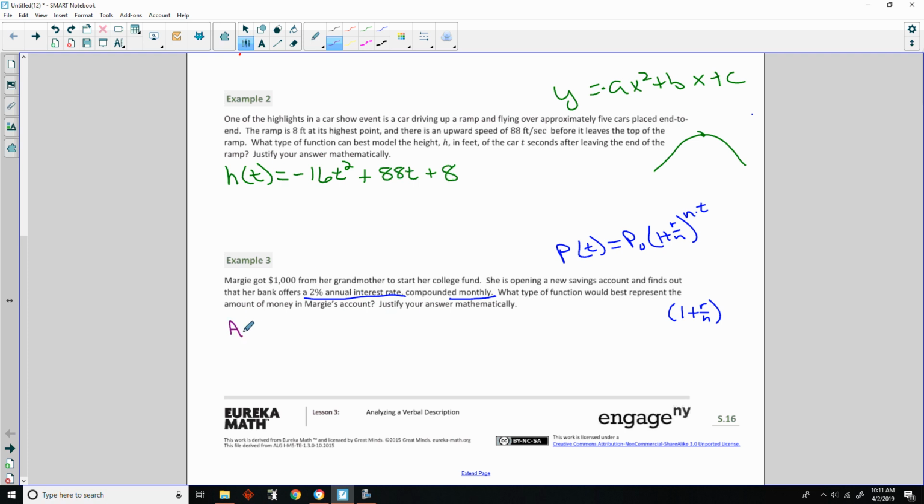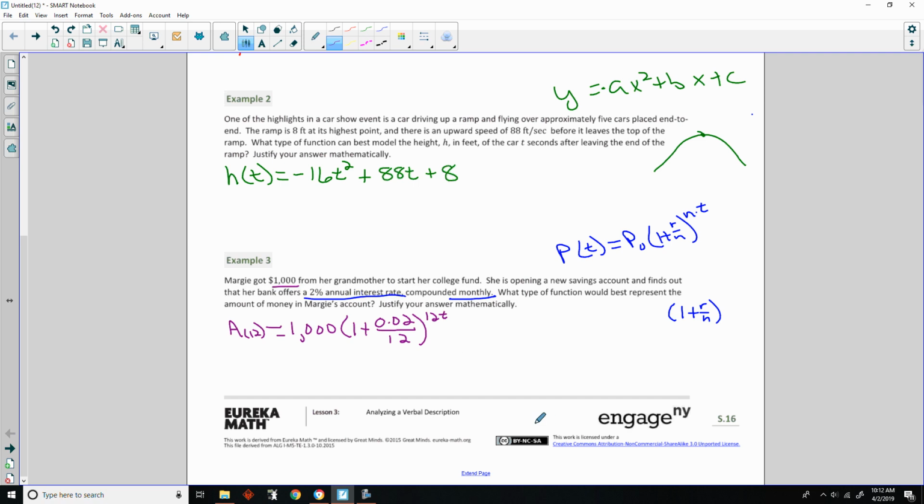Let's say a of n equals our initial amount, P of 0 is a. She had $1,000 from her grandmother, so that's 1,000 times 1 plus the interest rate is 2%, which is 0.02 divided by n, which is monthly. Well, how many months in a year? That's 12, to the power of n, which is 12 times our time, which is t. So this would be actually a sub 12 in this case, for 1 year, to find out 1 year.